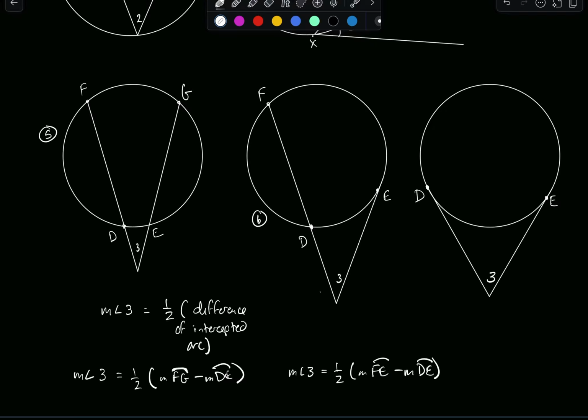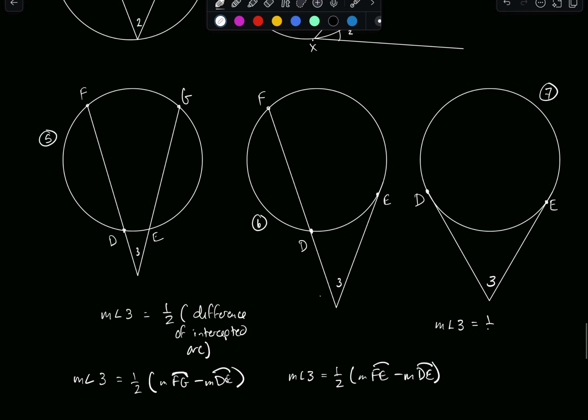And then finally, with the last circle, circle 7, the measure of angle 3 is going to be 1/2 the measure of the major arc DE, minus the measure of the minor arc DE.